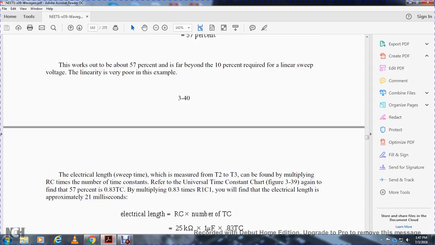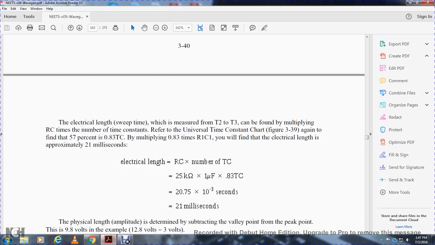Electrical length sweep time is measured for time constants 2 and 3, which can be found by multiplying resistor times capacitor time by the number of time constants. Referring to the universal time constant chart again, find 57% at 0.83 time constant. Multiplying 0.83 times resistor 1 and capacitor 1, you will find the electrical length is approximately 21 milliseconds.